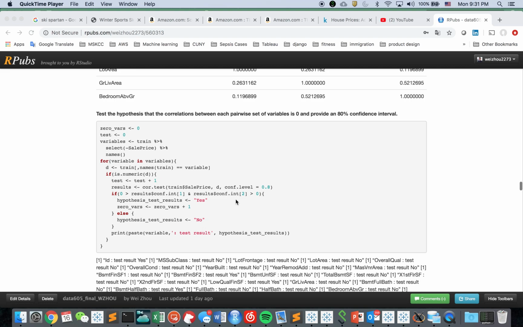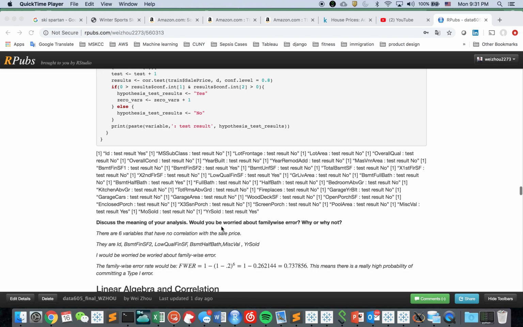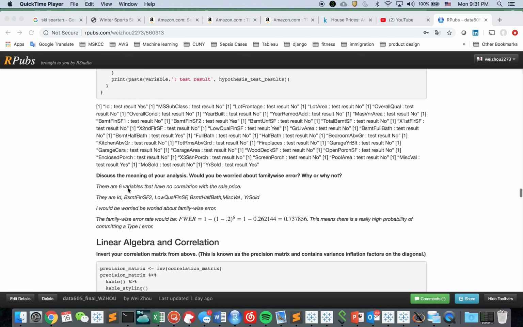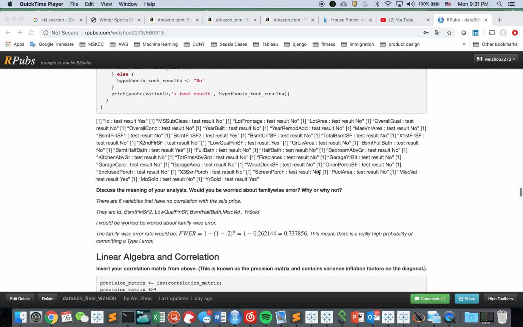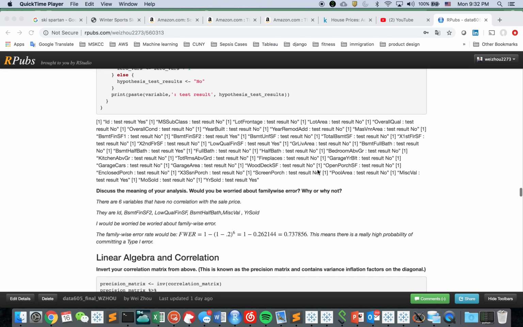If the result is yes, then I'm returning that this hypothesis result is yes. If it is no, then return no. At the end, I was able to find 6 variables that have no correlations with the sales price. They are the basement's finishing square feet, low qual finish square feet, basement half bath, MISC value, and years sold.